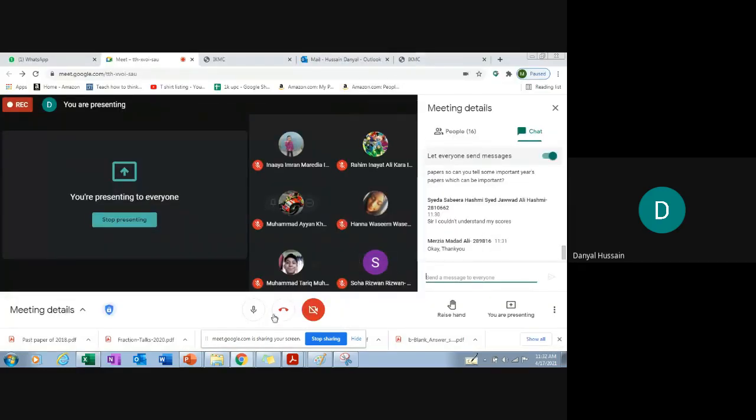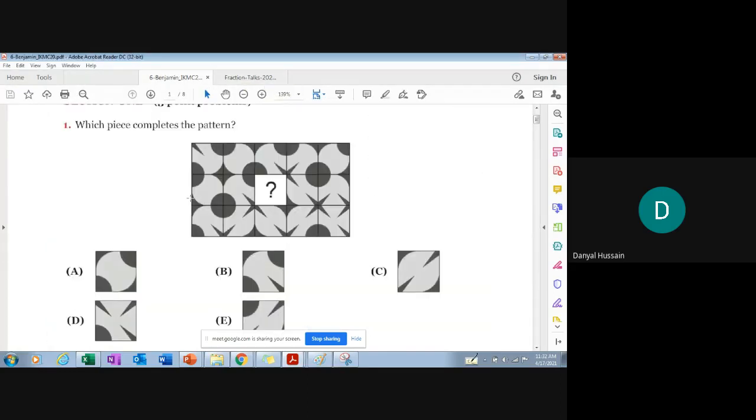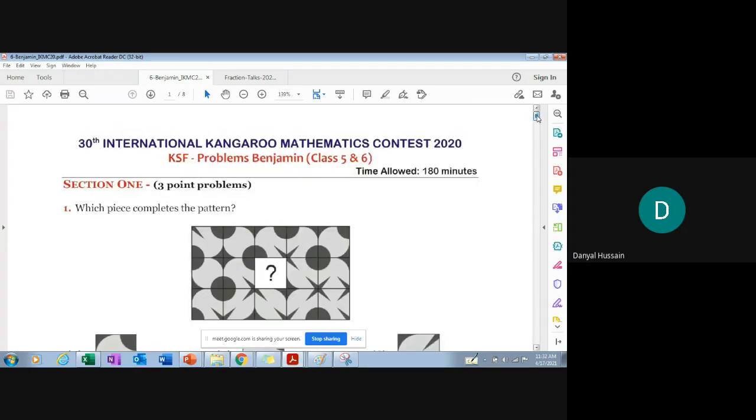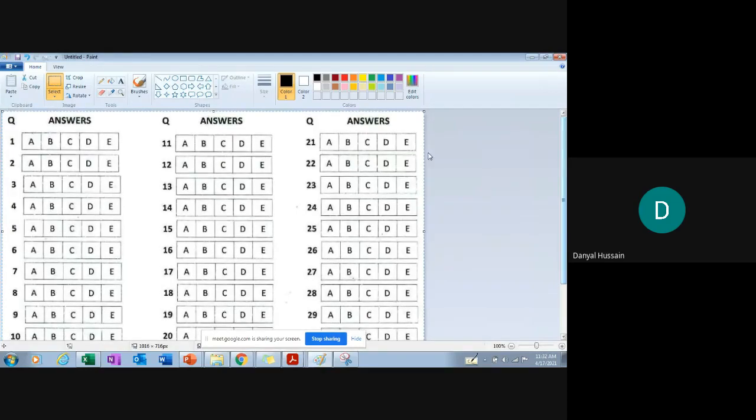Okay, we have one more thing, which is the answer sheet. Let's see. This kind of contest will come in front of you. This will be your booklet, and we will provide you an answer sheet like this. Question number one has five options. Question number one, question number two, three, four, five. So which option is correct? You have to select it, you have to fill it.